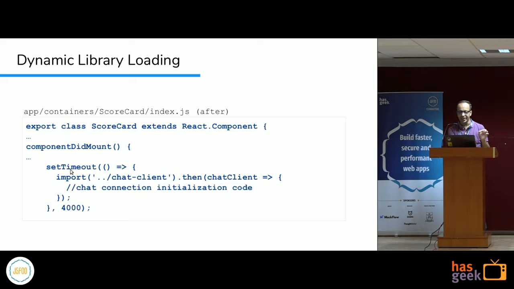We used setTimeout, the good old setTimeout, to happen 4 seconds after my scorecard would be loaded. This 4 seconds was agreed upon after talking to a lot of people. But what we ensured is that our chat client and its dependencies would load 4 seconds later, giving a 4 second breather for our actual app to get rendered and become functional and interactive.